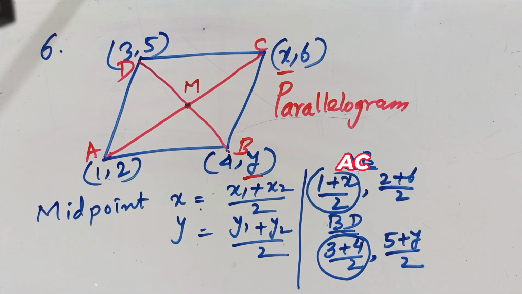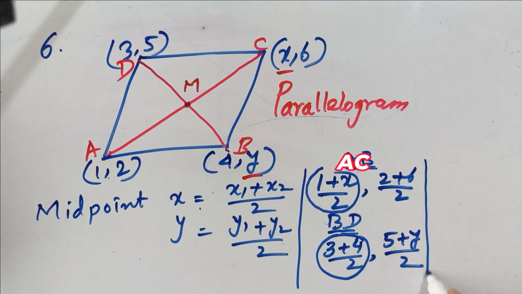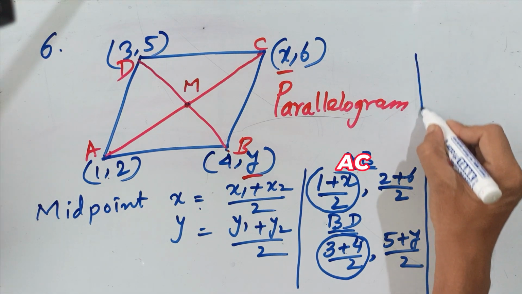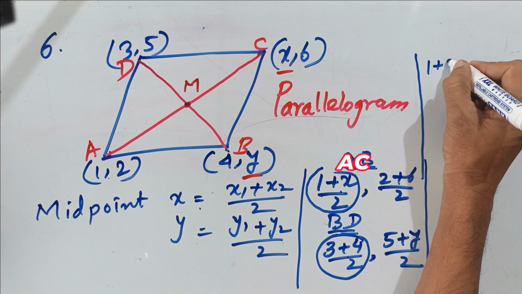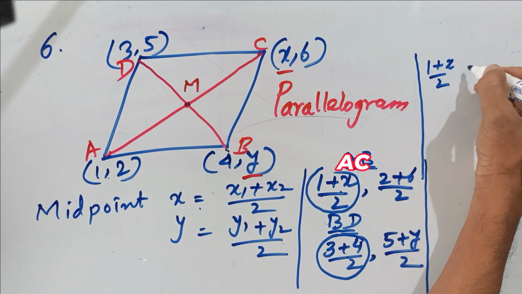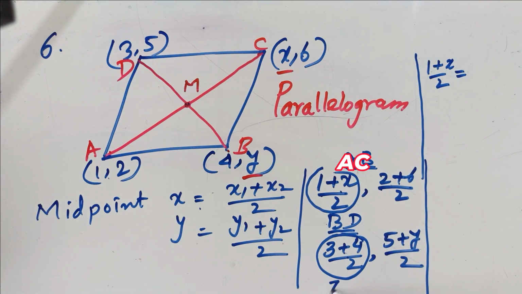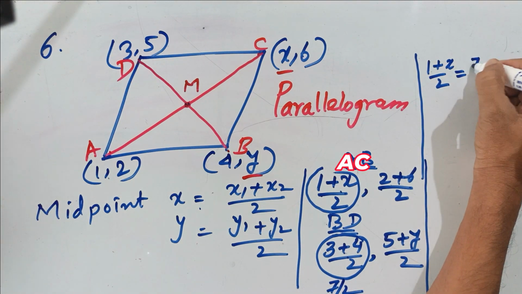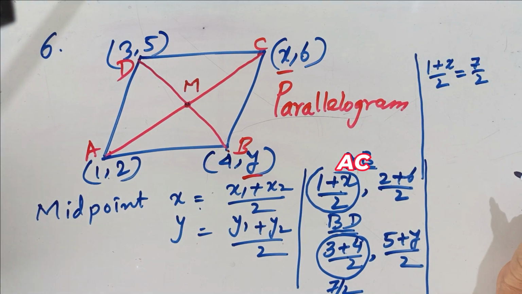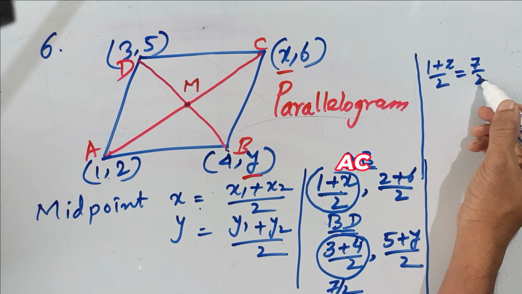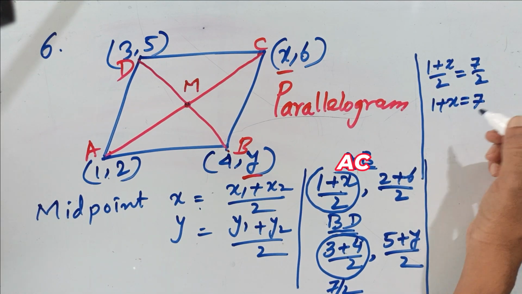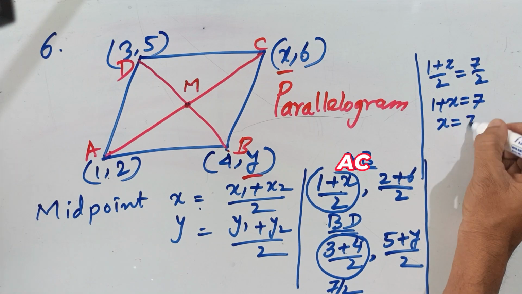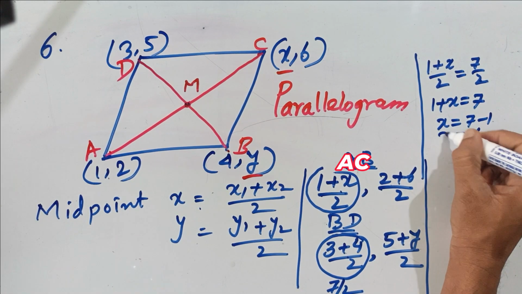Now for the next part of the calculation, we use that these and these are the same. So (1 plus x) by 2 equals 7 by 2. The 2 can be cancelled, so 1 plus x equals 7. So x equals 7 minus 1, which is 6.